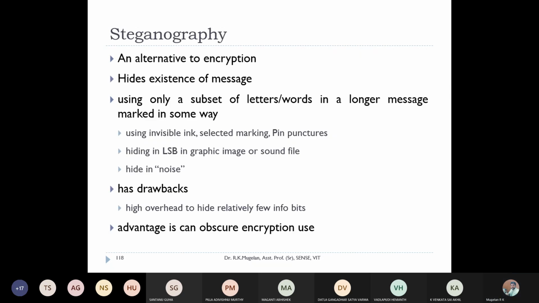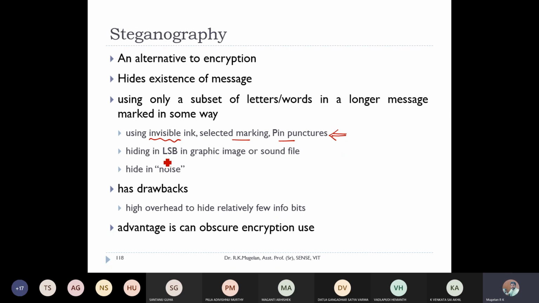Now we move on to the final topic of your module one, which is called steganography. So here, steganography is an alternative to encryption. It is like a subset of cryptography. Here, what we are going to do is hide the message. It can be in any format. For example, you can use invisible ink, selected marking, pin punctures. These things are used in conventional books, where you are able to hide a message.